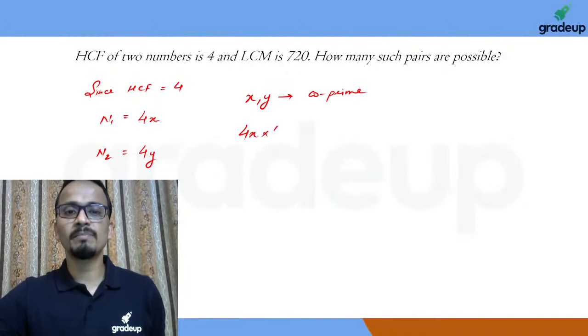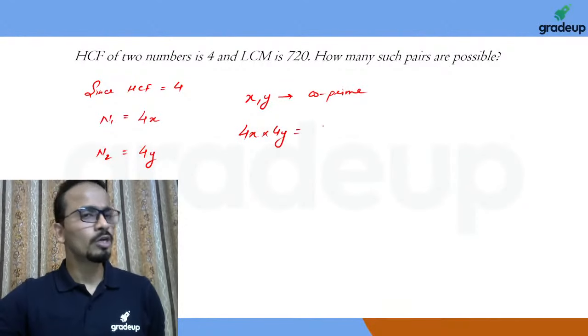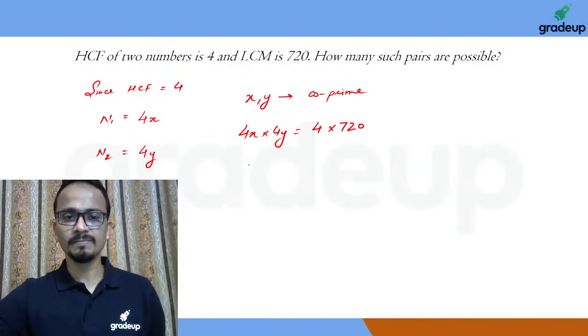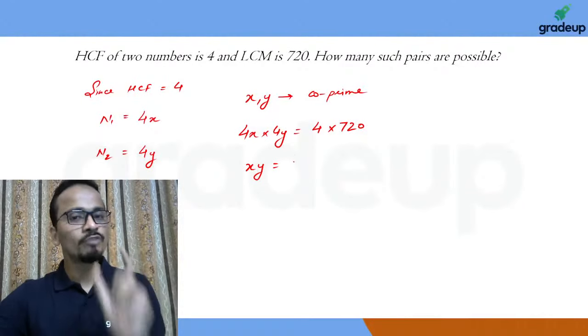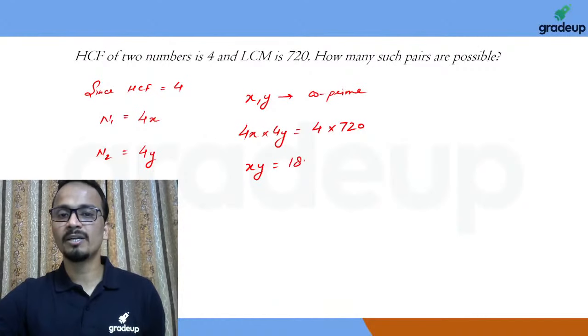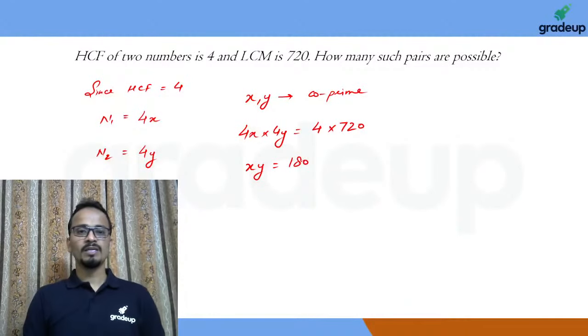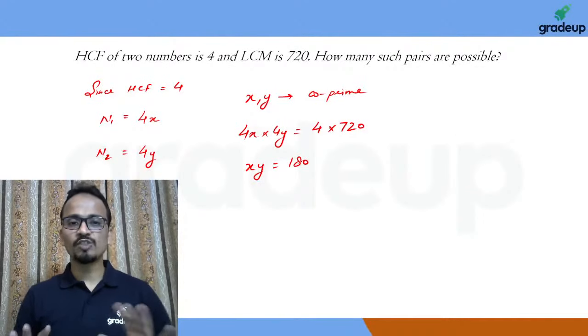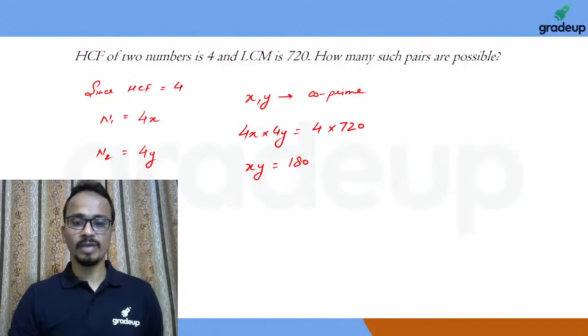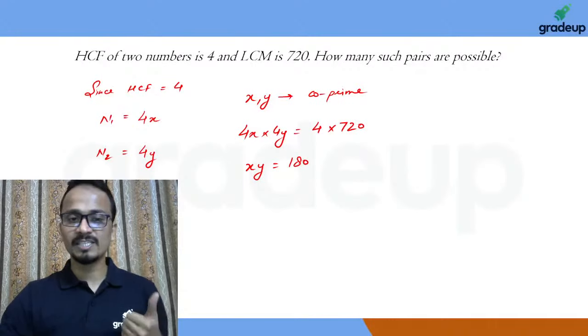Now I'll apply property number 1 which I have just taught you. So 4x multiplied by 4y will be equal to the product of HCF and LCM. So HCF here is 4 and LCM is given as 720. So upon solving this, I'll get the value of the product of x and y as 720 divided by 4, that is 180. Now I hope all of you must have solved up till this step. Up till this step there is no problem at all. Now Satyam has given the answer. Okay, now Satyam, let's see if your answer is correct or not.